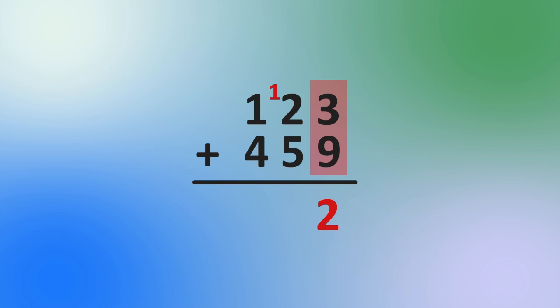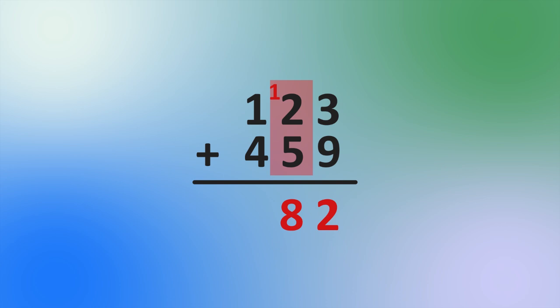Let's continue. For the second step, can you tell me which numbers are in the tens place? Correct. We have 2 and 5. Don't forget, we also have to add the 110 we placed on top earlier. So, 1 plus 2 plus 5 is equal to 8. Good job!